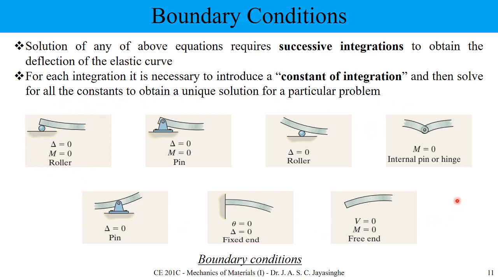It depends on your system. When you come to a roller, again you can see the displacement, delta, is 0, and of course the moment is 0. These are the primary and secondary boundary conditions. Primary means we categorize deflection and rotation under the primary category. Secondary we can see bending moment and shear force.